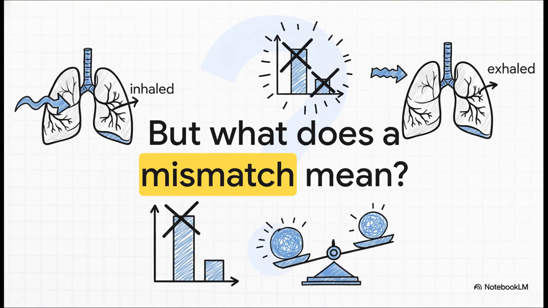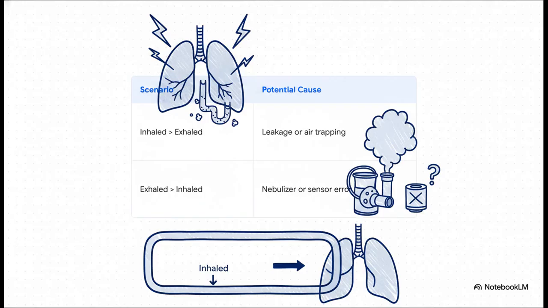But of course, things aren't always perfect. So what happens when it's not balanced? What can we figure out when those two numbers, the volume that went in and the volume that came out, don't quite line up? Turns out that mismatch becomes an incredibly powerful clue. It's like being a detective.